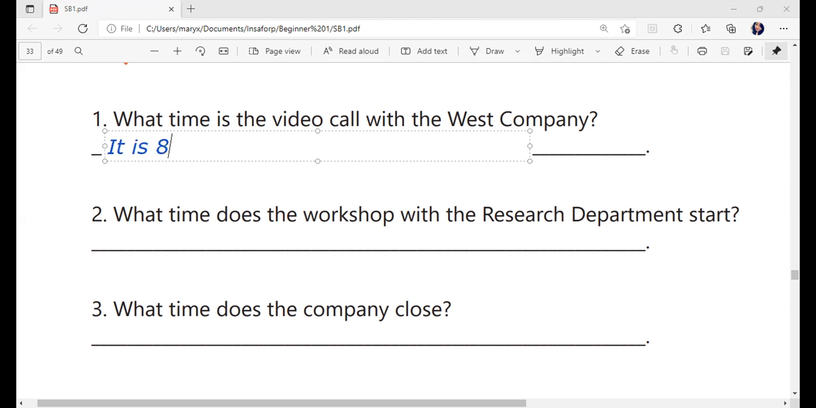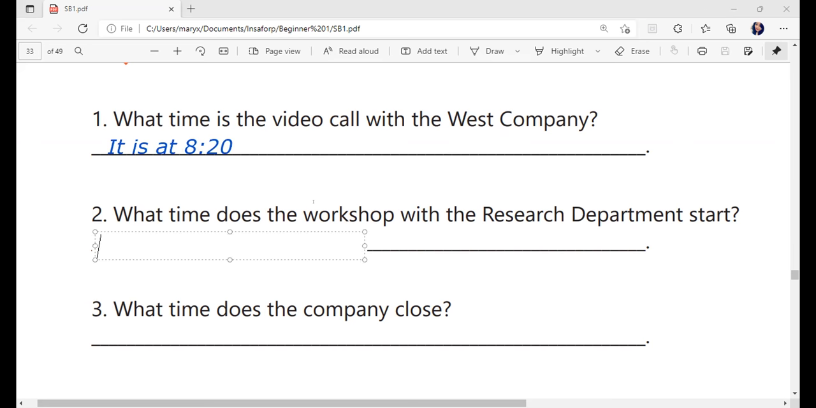It is. ¿Le falta algo aquí? It is past. It is at. It is at 8:30. Okay. Very good. I'm sorry, teacher. No, it's okay. Don't worry. Usted se puede equivocar, no se preocupe. Number two, Ezequiel.